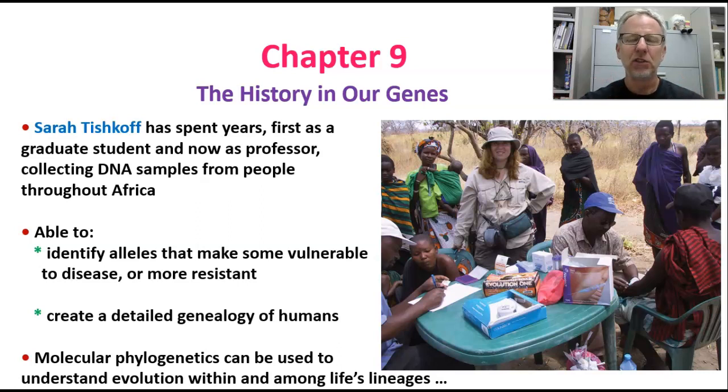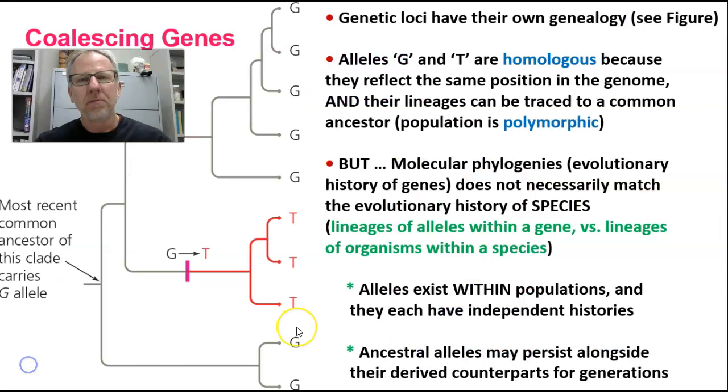So while this is used as the introductory story, showing us that we can understand our own human history through investigations of our genes, the broader point is made that molecular phylogenetics can be used to understand evolution within any of life's lineages, whether it be prokaryotic, plant, animal, fungi, protist, whatever. So let's take a look at what we can learn from the history in our genes.